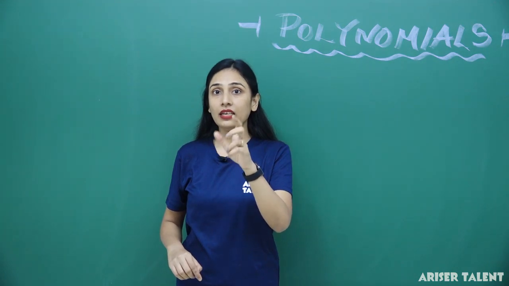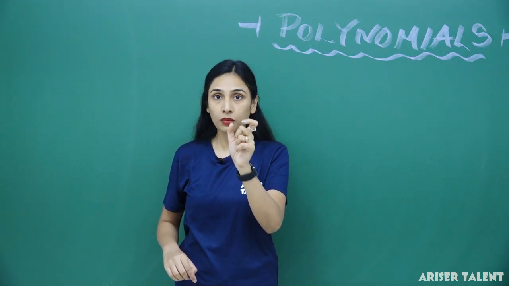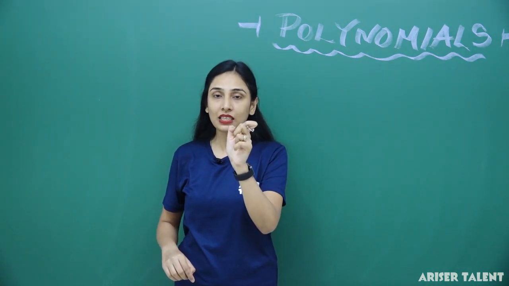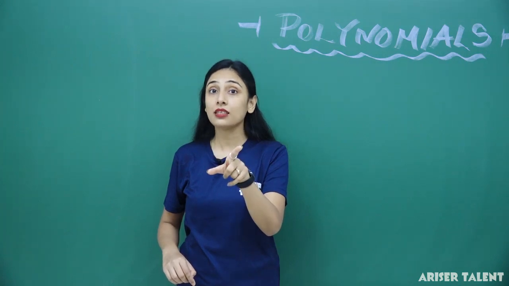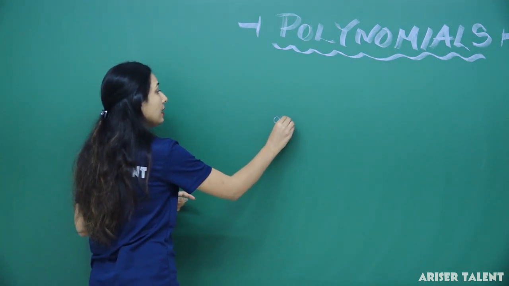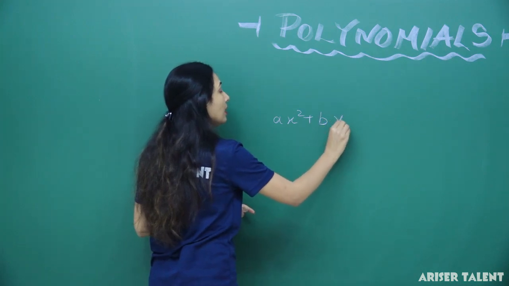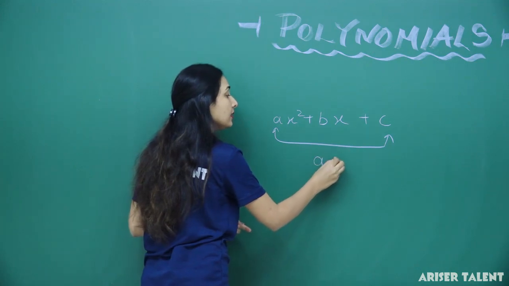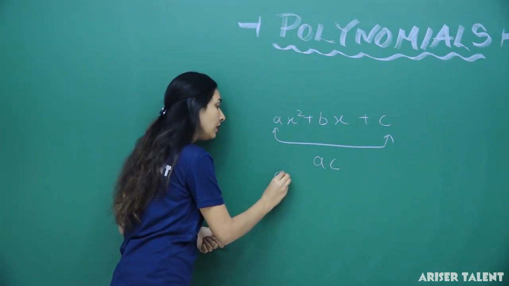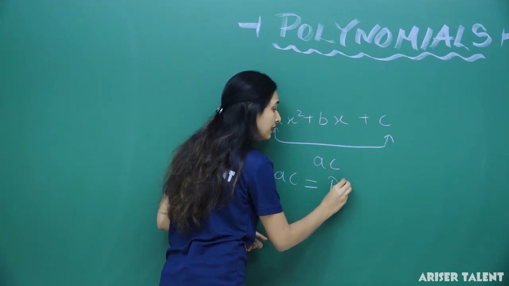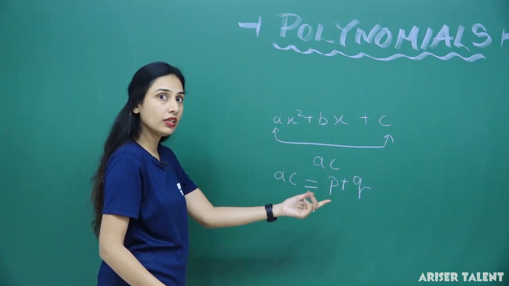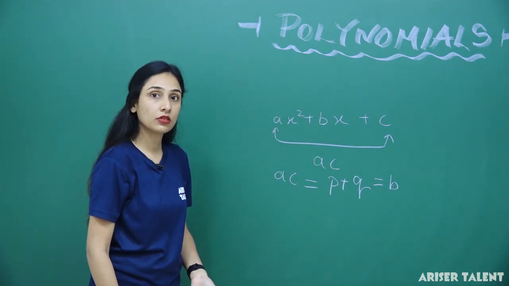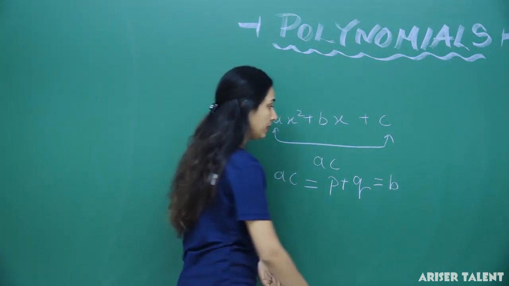bifurcate it in such a way that the addition of these two numbers will be b and the multiplication will be ac. When we multiply these two, that will become the AC. That means if I am talking about ax square plus bx plus c, I will multiply a and c and get AC. Now, I will convert this AC into p and q such that p plus q equals b. Okay. So, this is the concept, right.